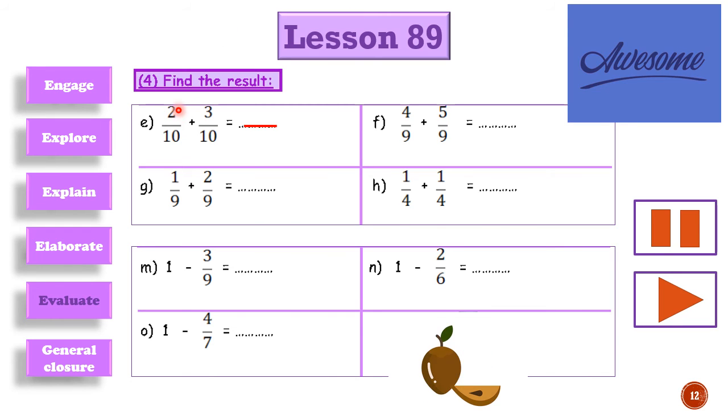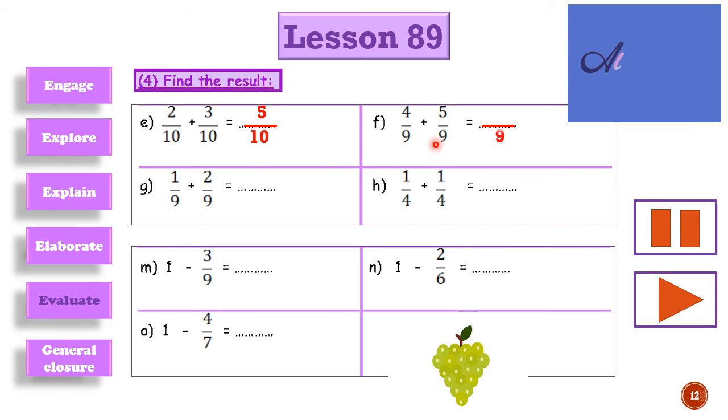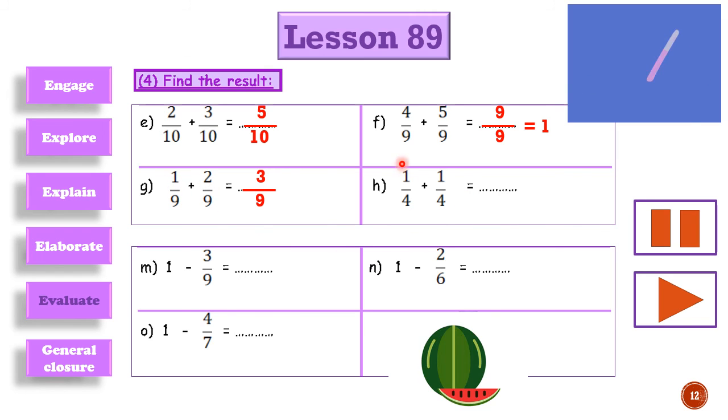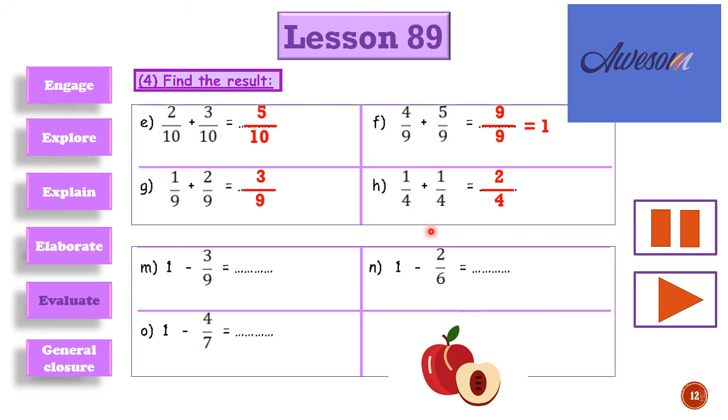Here we have 2 tenths plus 3 tenths. Write the same denominator and just add the numerators, it will be 5 tenths. Here we have 4 ninths plus 5 ninths. Just put the denominator and add the numerators, it will be 9 ninths, which is equal to 1. Here we have, yes, 1 ninth plus 2 ninths, but put the denominator and add the numerators. 1 plus 2 equals 3. It will be 3 ninths. Here we have 1 fourth plus 1 fourth equals, yes, 2 fourths.